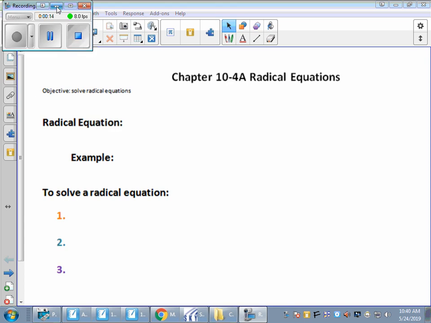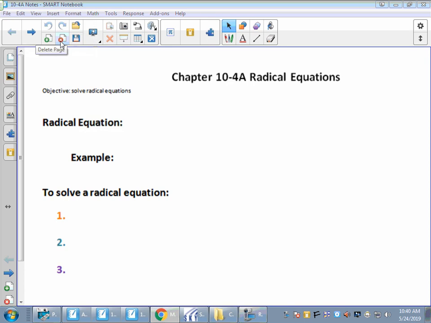Okay, algebra 10-4A, radical equations. This should be a pretty short and sweet section on solving radical equations. That's what we're going to do today. And what is a radical equation? It's any equation that contains a radical.